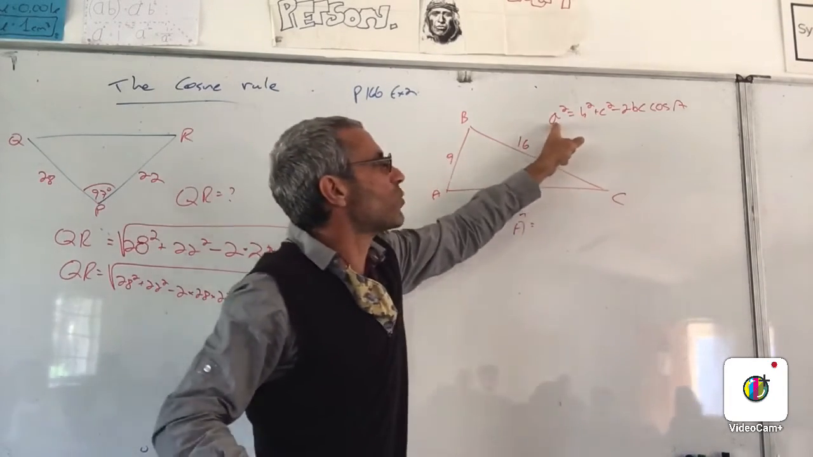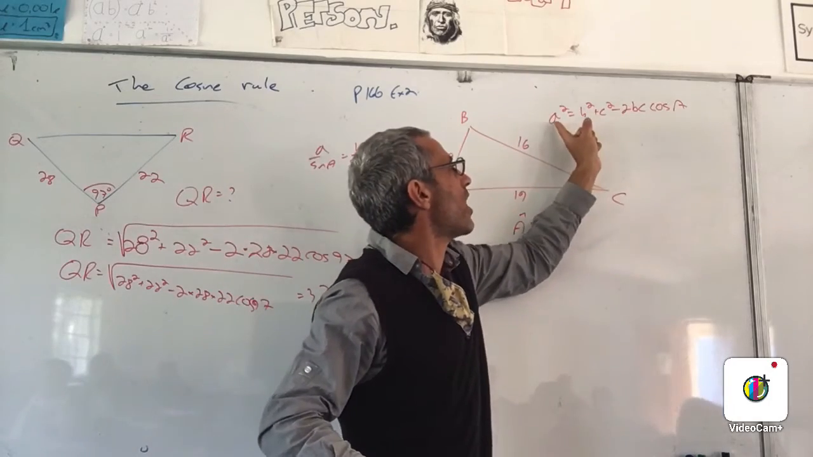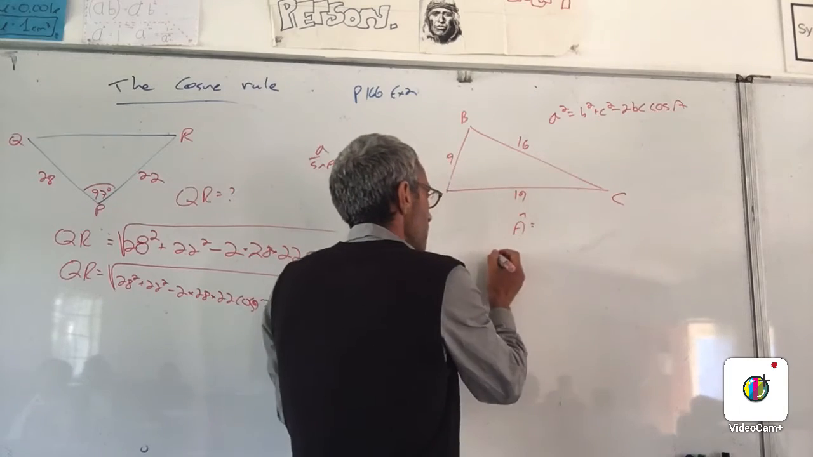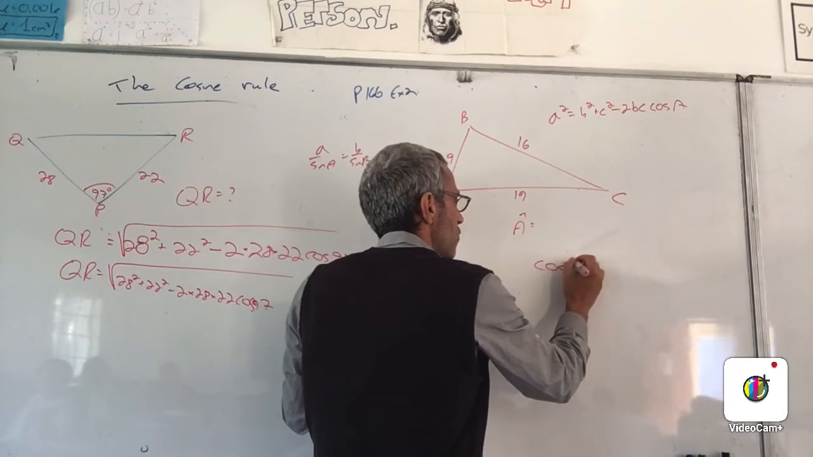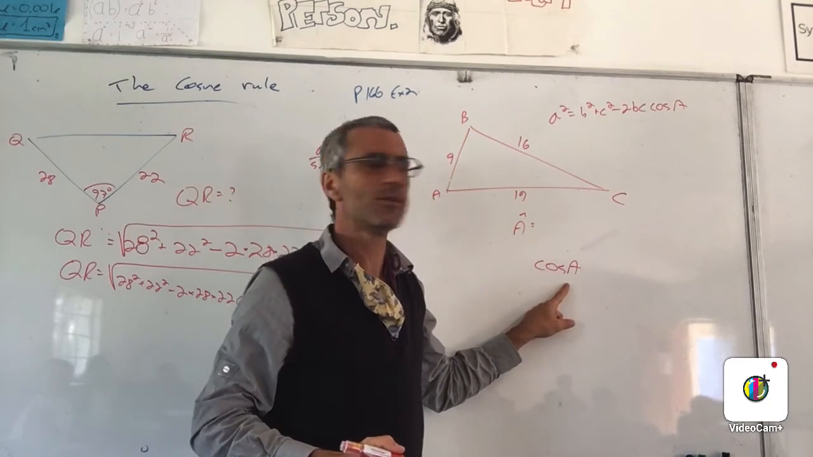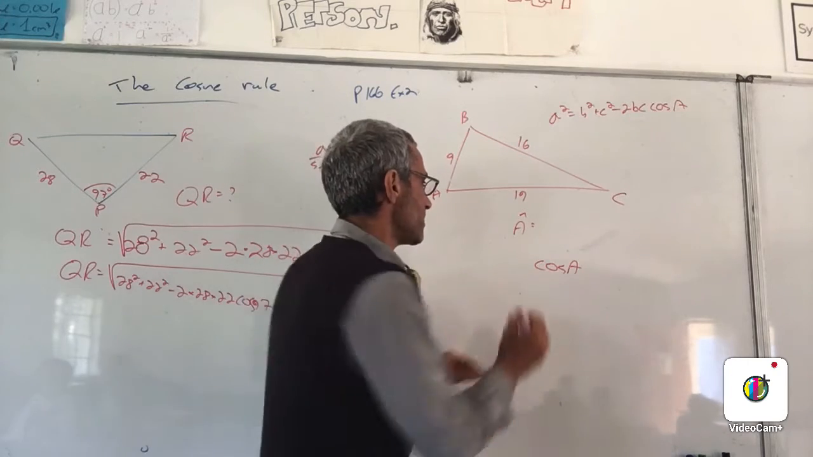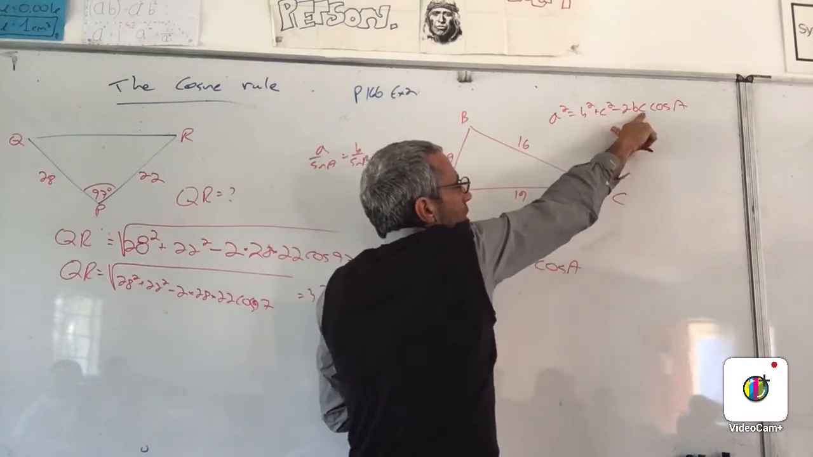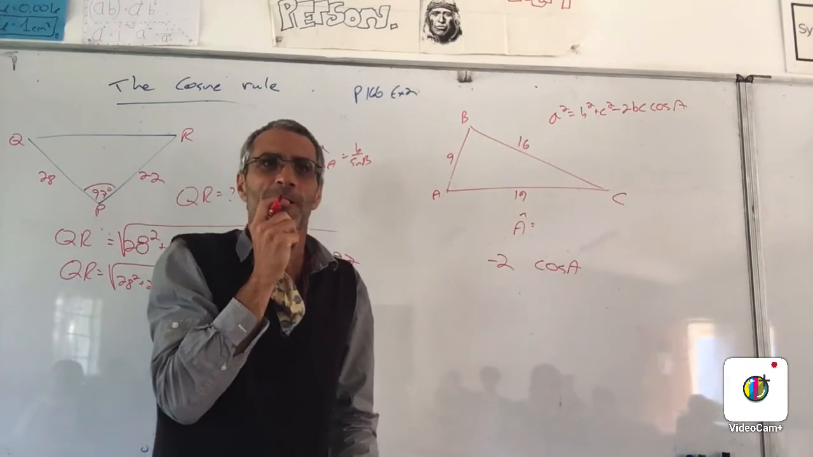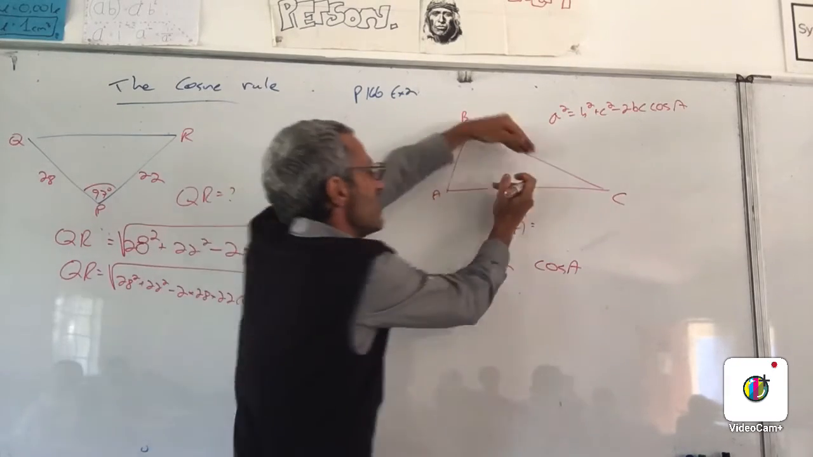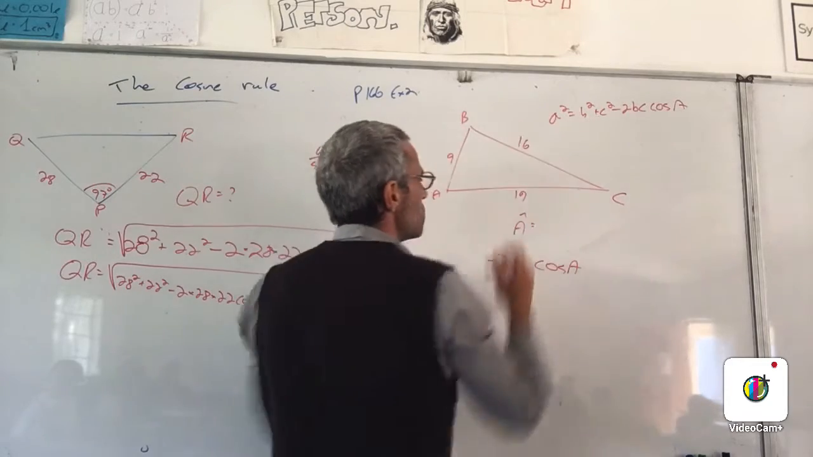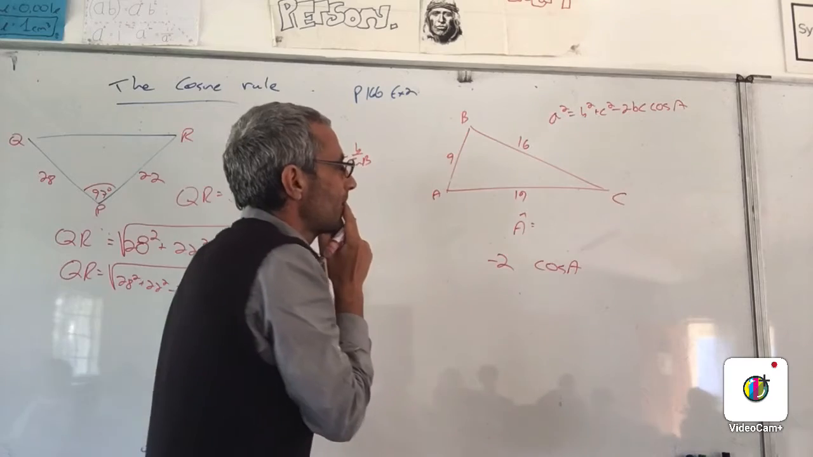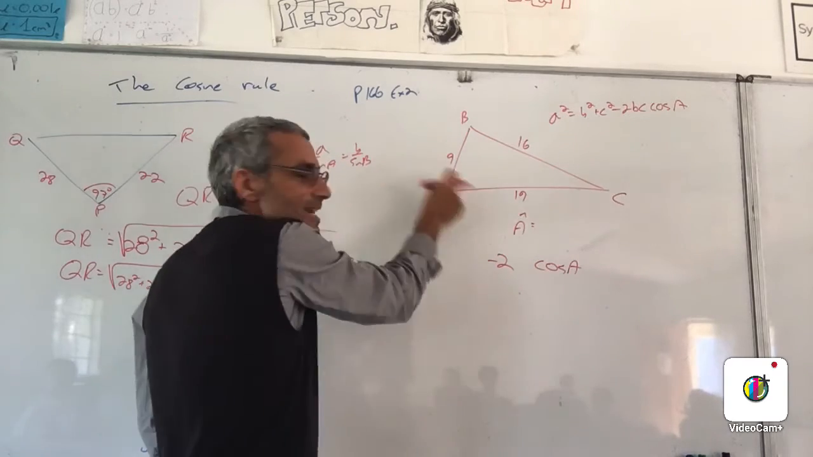We need to decide what are going to be our a, b, and c here. We're going to have cos A, because that's what we're after. Let's work backward. There will be minus 2. The question is, which ones are the b and the c? Okay, we're building it up. They are 9 and 19.